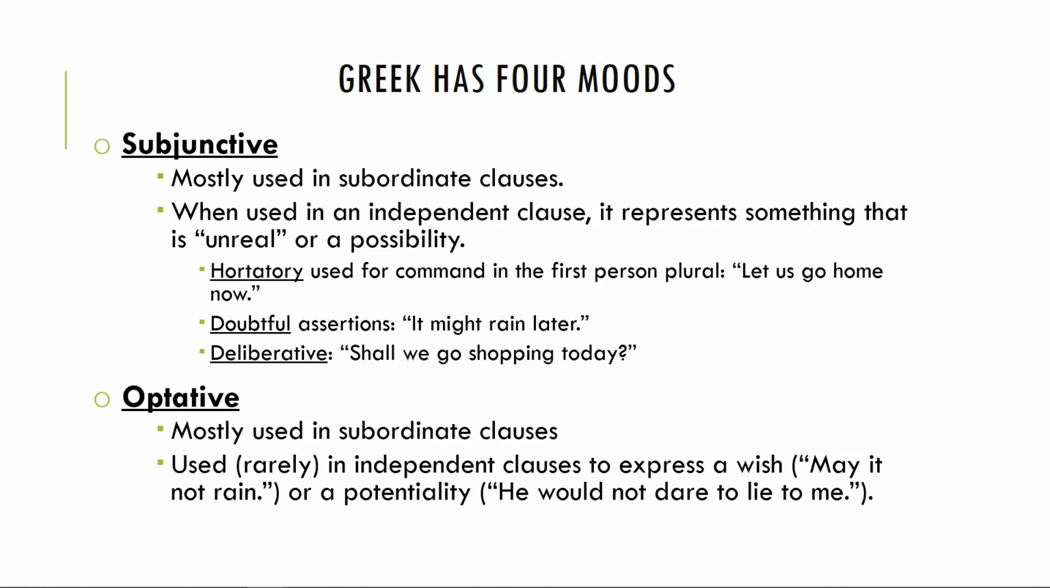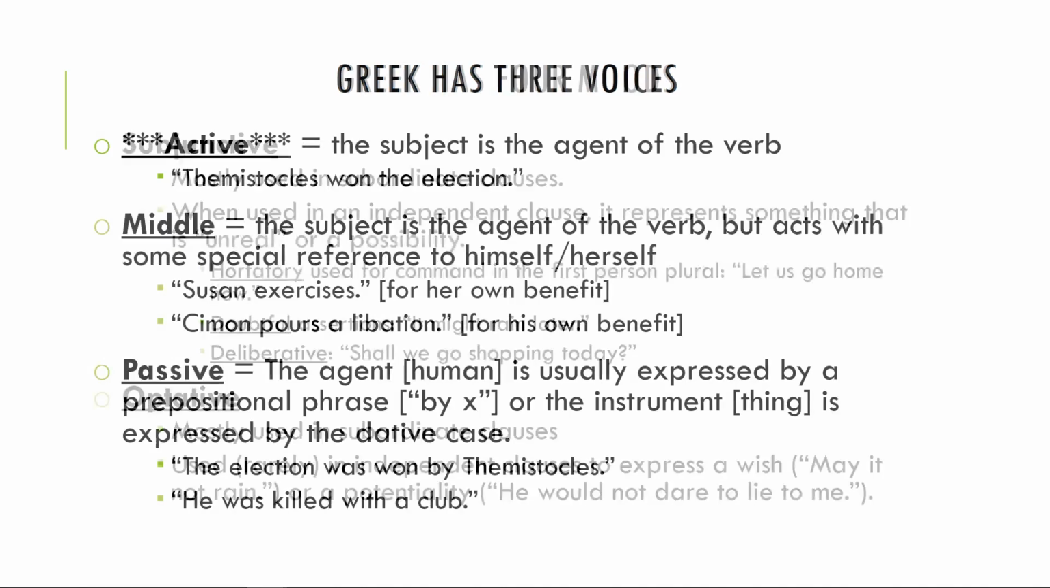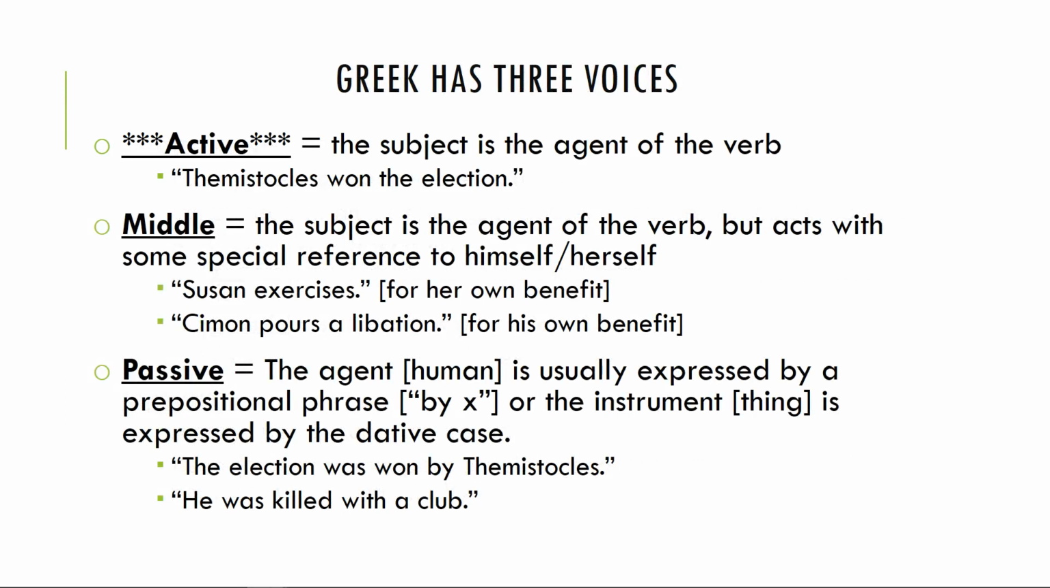Finally, Greek has 3 voices, okay? Active, middle, and passive. The active is what we're going to see first off. I'm going to put off the other 2 for a while. The active is when the subject of the sentence is the agent of the verb, is the one doing the verb. Themistocles won the election. That's what you see most often.